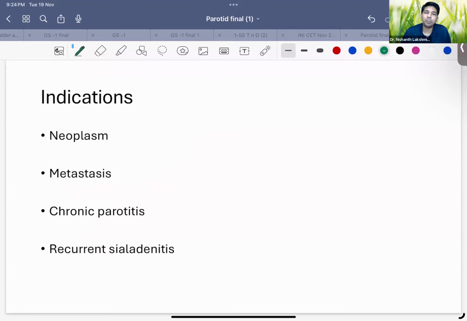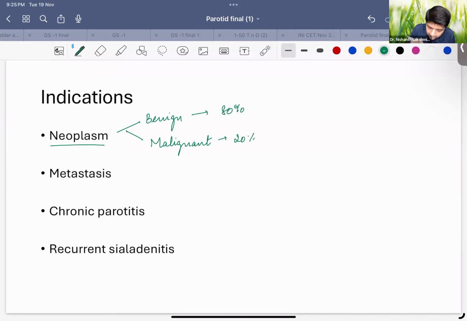Now coming to the topic proper, or we get into the crux of the topic. Of course, whatever we read till now is equally important when we move ahead, when we talk about the surgeries, all right? So the most common indication for a surgery on the parotid gland is a neoplasm. Now this neoplasm might be benign, might be malignant. Again, about 80% of them are benign and about 20% are malignant.